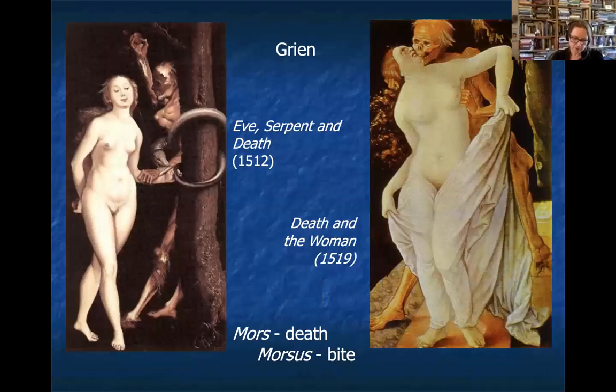Now in Latin, mors is death, whereas morsus is bite, providing a literary and artistic pun that you can see in these two of Baldung's paintings. In the 1519 painting, death is literally biting the maiden. And in the 1512 one, as previously noticed, you'll see that the snake is biting Adam, death, whilst Eve holds the snake's tail.